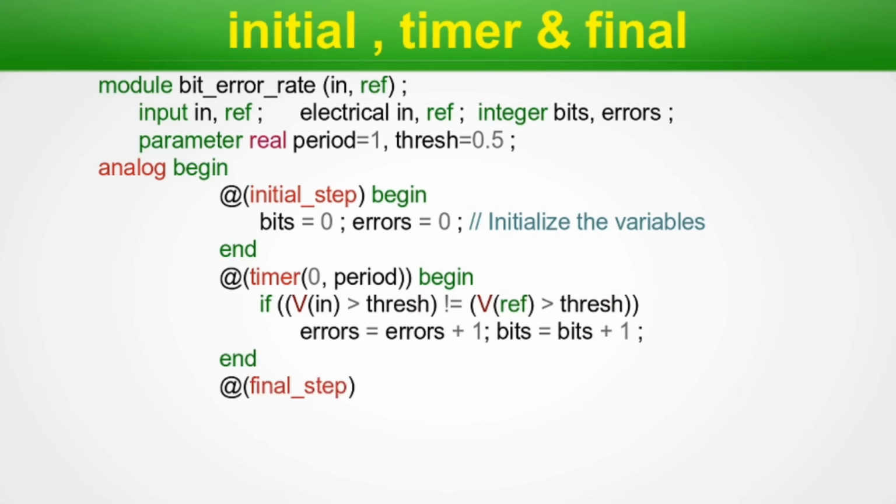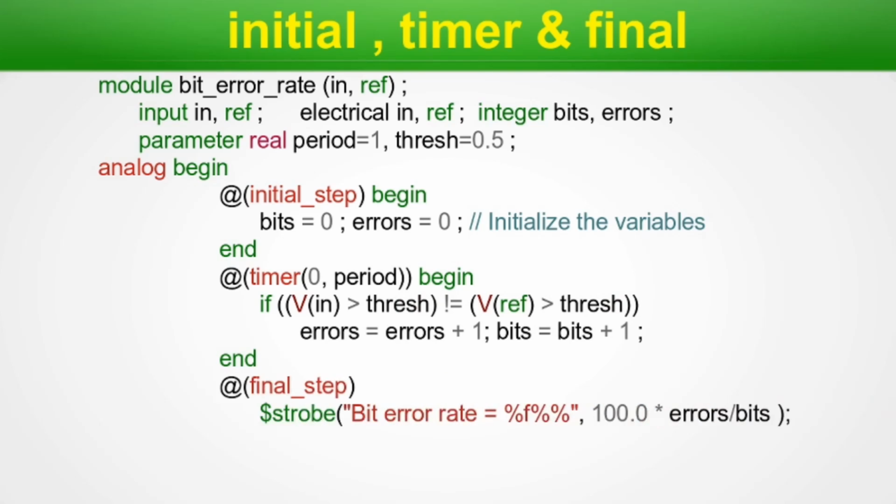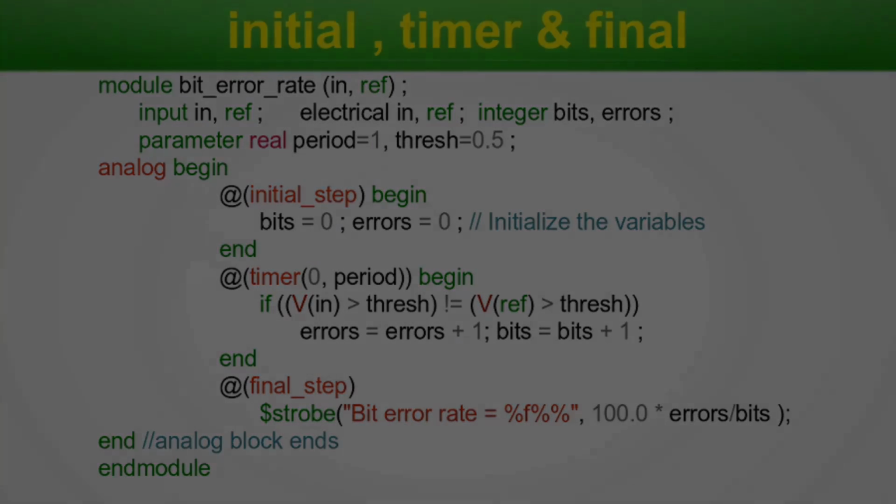Next, we come to the final step. We just print this bit error rate, and we end the analog block. And finally, we close the module with the end module definition. So guys, here the initial step, the timer, and the final step are shown in a single example. So you can see in what style this can be used. So I think rather than giving a definition, the example clears your mind on how these things can be done and is easy to digest for you.